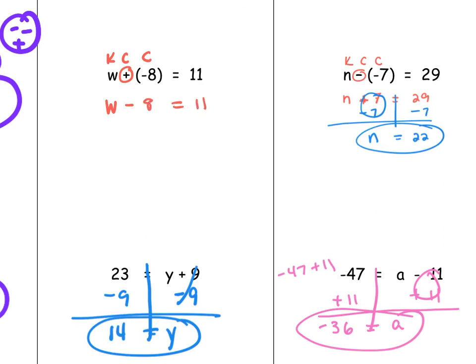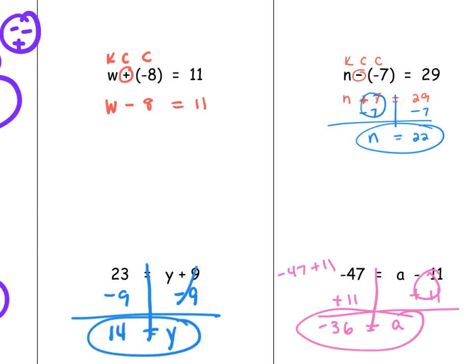The other side stays the same. The reason we can do this, these two equations are equivalent. They mean the same thing. When I add negative 8, that's a loss of 8. It moves us down the number line. If I subtract 8, that's also a loss of 8. It moves us down the number line. So both of these equations mean the same thing.